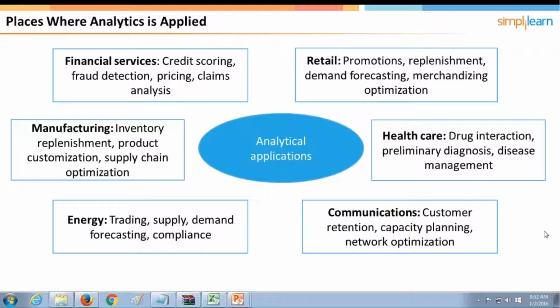So it depends. Where to raise the price of a product, and where you should decrease the price of a product, all these answers can be given by analytics. These are some examples that I'm giving. These are all applications of analytics.